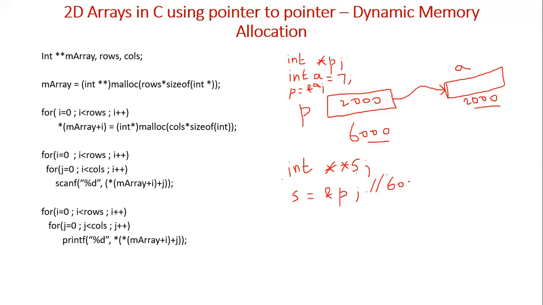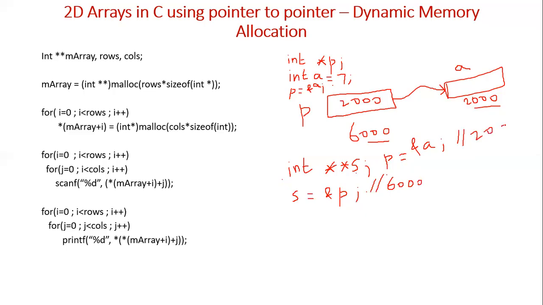Okay. Where is p pointing? p is pointing to address of a. What is address of a? Address of a is nothing but 2000. Say I'll write here again: p is equal to address of a, and this is 6000. What is address of a? Address of a is 2000.